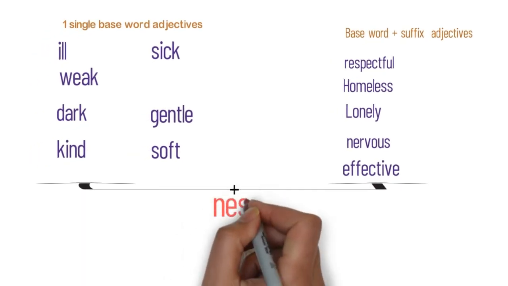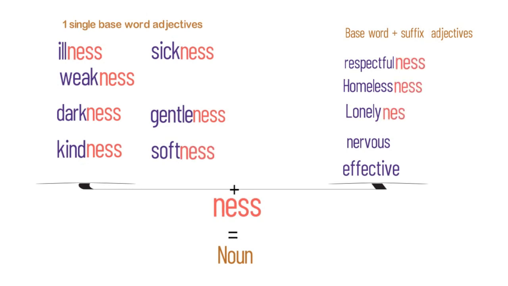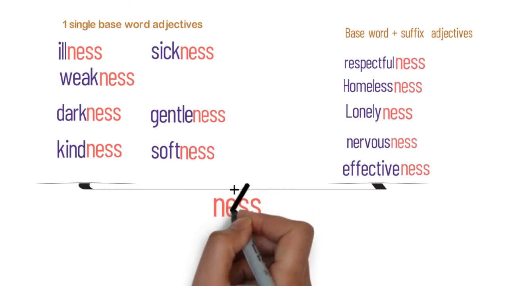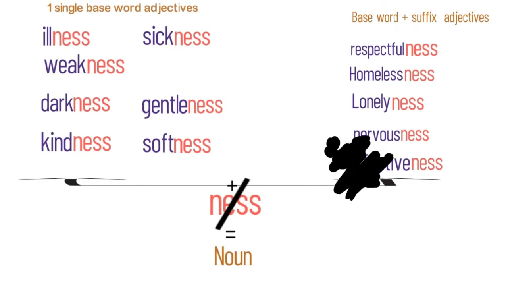The rule is reversible. If you want to derive an adjective out of a noun that ends with the suffix ness, omit the suffix and you'll discover the adjective at the base of its formation. So easy, isn't it?